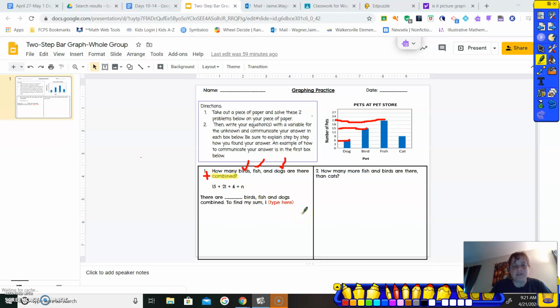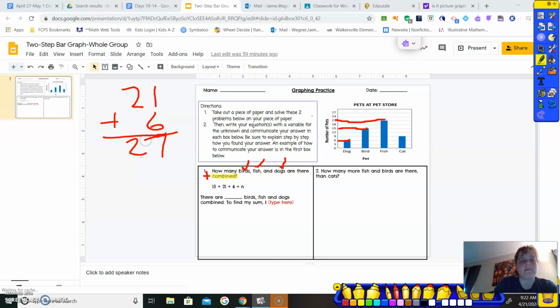So I'm going to add 15 plus 21 plus 6. Well, when I'm thinking about adding these, it's up to you which numbers to add first, because we know what the commutative property tells us is that you can decide any way that you would like to add these numbers. You're still going to get your same answer. So I'm thinking I'm just going to take 21, and I'm going to add that to 6. And I know 21 plus 6 is 27.